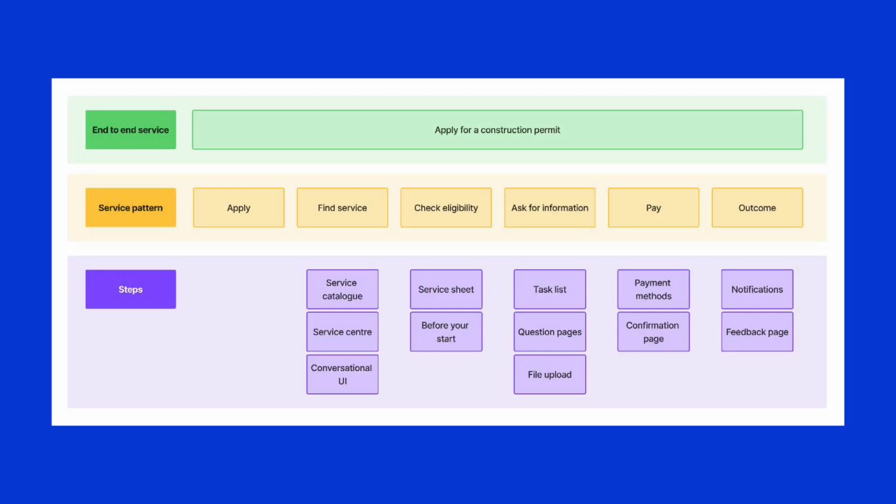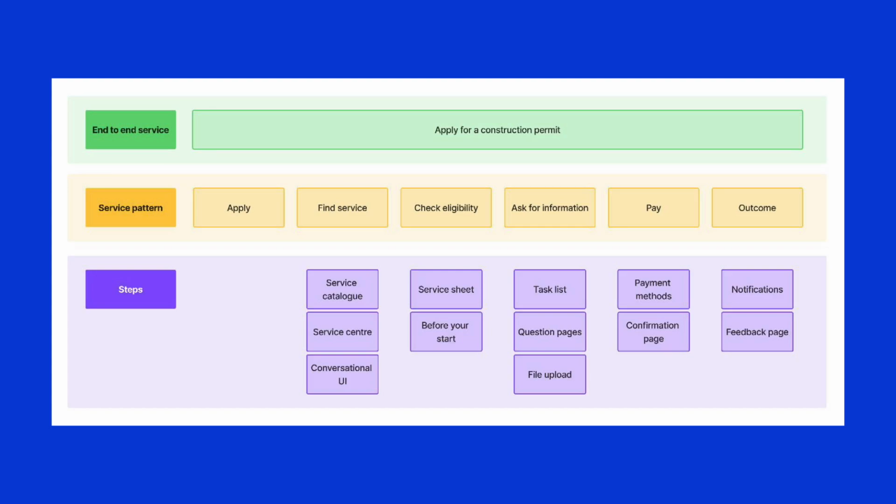Probably you need to check eligibility. Then government will ask you for information. Probably you need to pay for that service, and you need some communication. You need to know whether you've been successful or not. Those bits and parts are what we call the service pattern. For example, find the service, check eligibility.